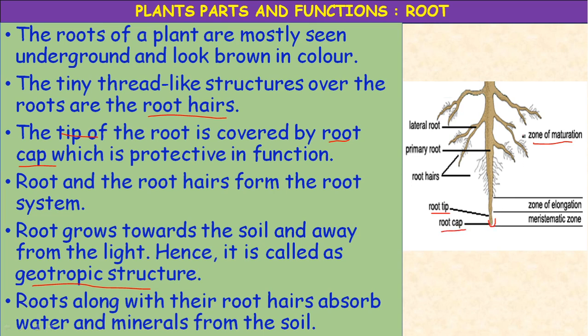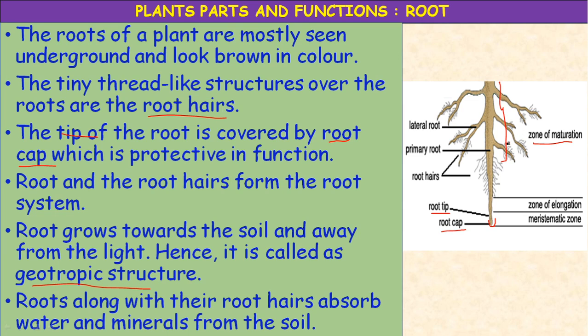Okay. Next, zone of elongation. Due to rapid cell division in the meristematic zone, the root elongates or grows very fast. That is called zone of elongation. Next, the zone of maturation. Zone of maturation means where the root cells get matured.